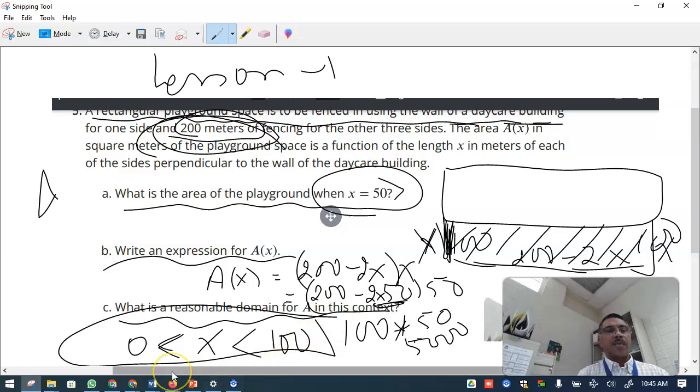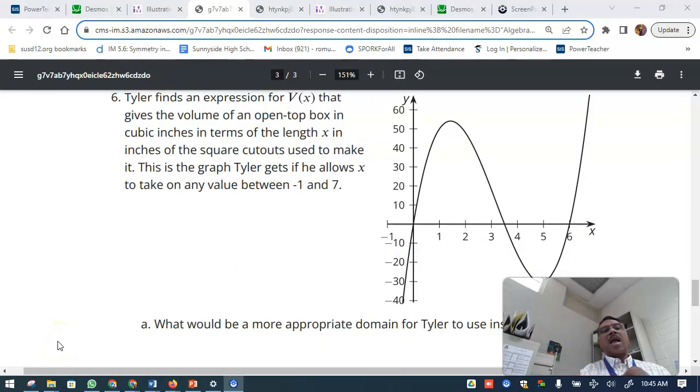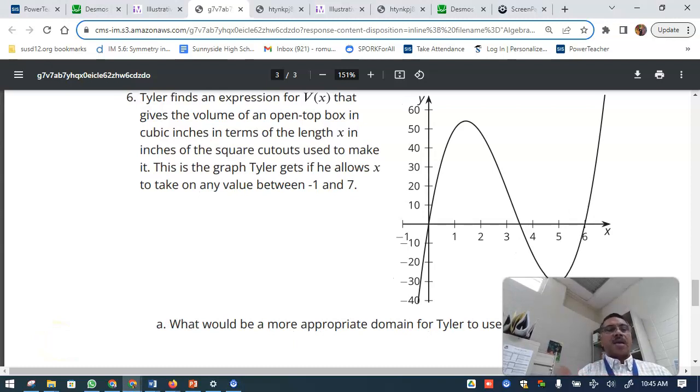And I think there's one problem, number 6. Let me see. The last problem I want you to try says here, Tyler finds an expression that gives the volume of an open top box in cubic inches, in terms of the length x in inches of the square cutouts used to make it. The graph itself is shown, and you can clearly see just by looking at it what the domain is. The question is, what will be the appropriate domain, and what is the volume? I want you to figure it out for yourself by checking the one that I already did earlier.